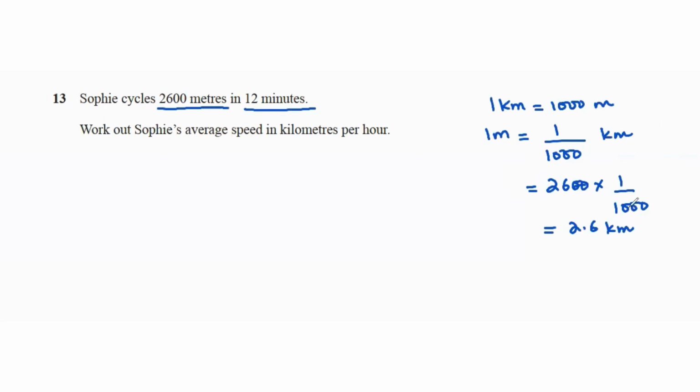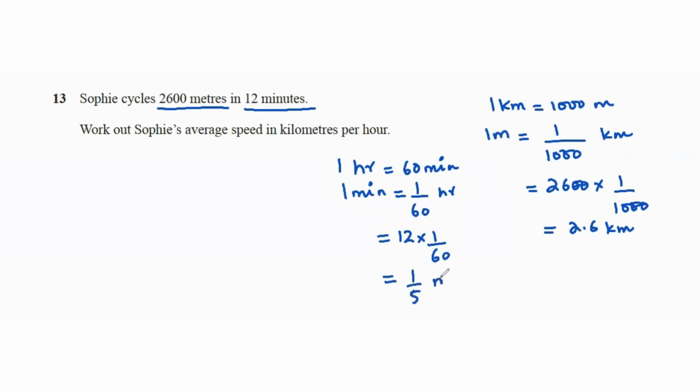Because the 2 zeros get cancelled out, and 26 divided by 10 is 2.6. Then for time, 1 hour equals 60 minutes. So 1 minute will equal 1 over 60 hours. So for 12 minutes, we'll do 12 times 1 over 60, which is going to be 1 over 5 hours because 5 times 12 is 60.